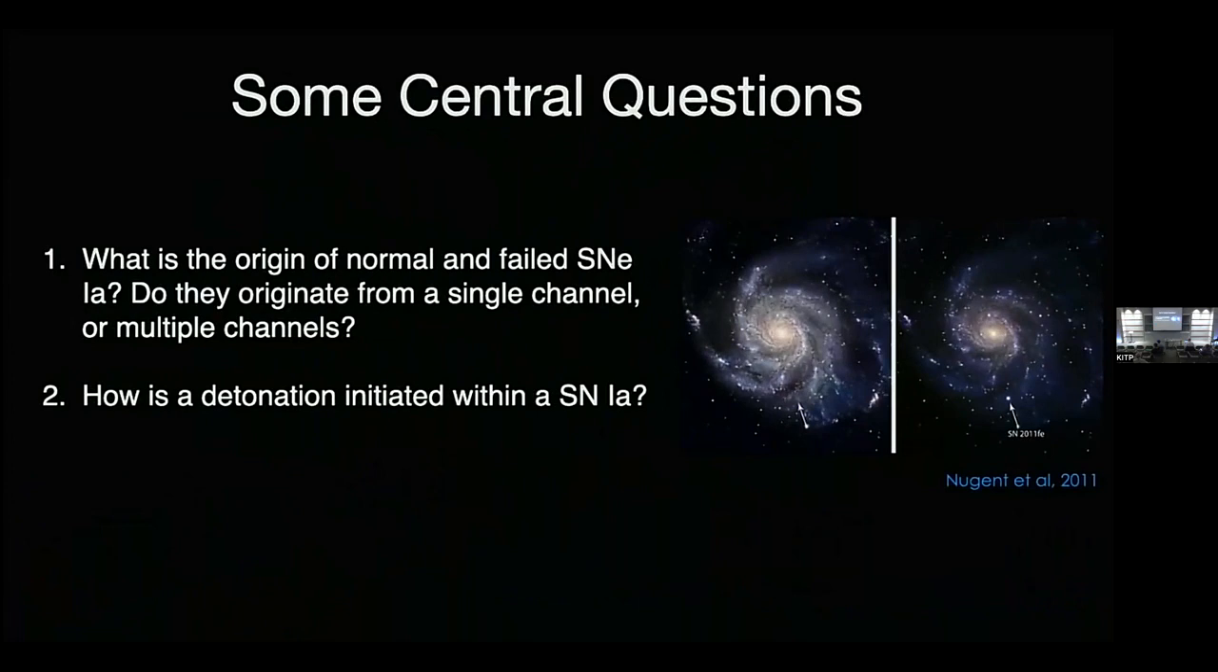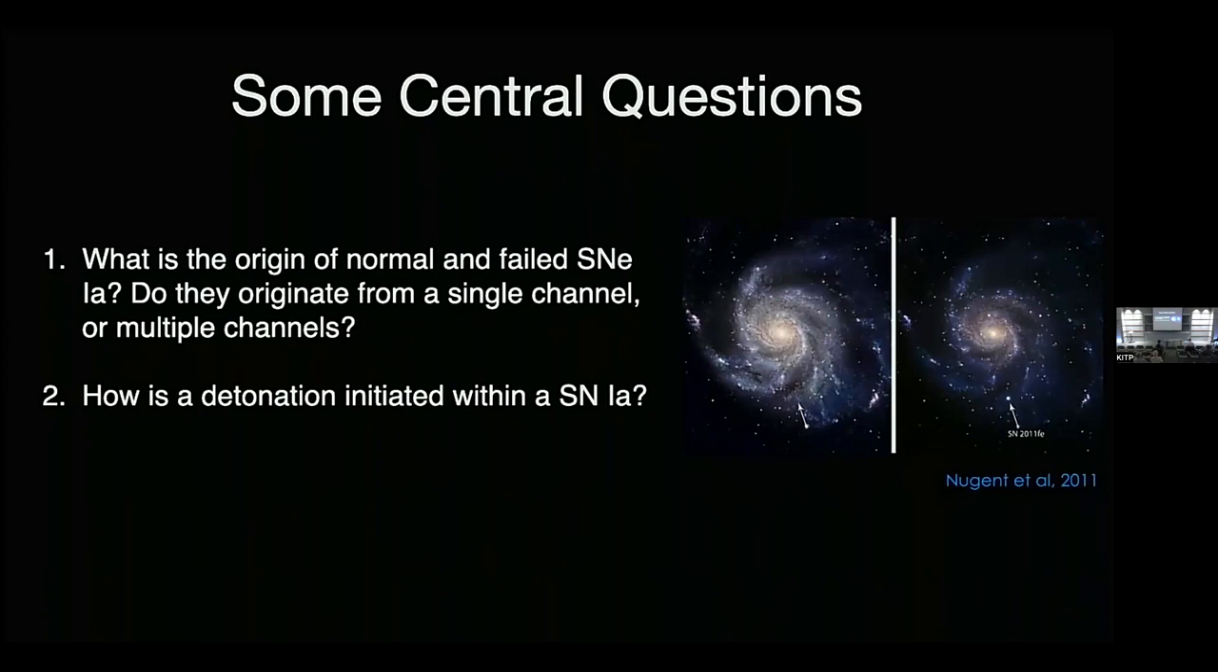On the right of this image, you can see the pre- and post-explosion images of a nearby galaxy that were taken in 2011. The key thing to focus on here is the pre-explosion image showing the absence of any bright object in the same location that, just after the explosion of this supernova, 2011 FE, is seen. Basically, there is no bright star at that location.